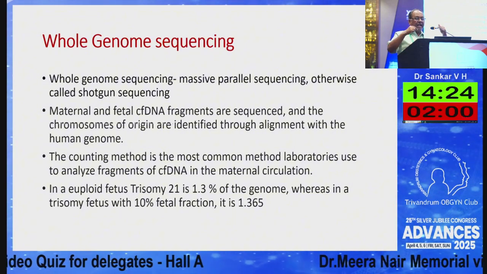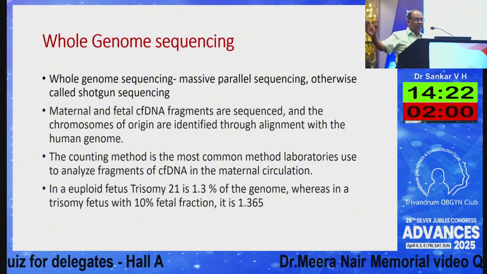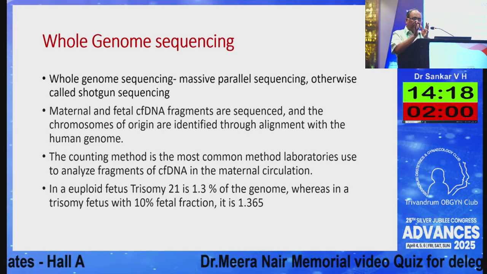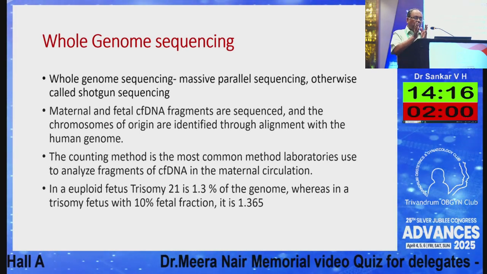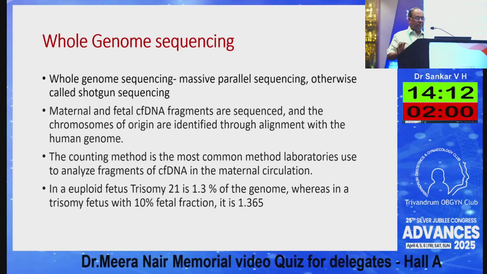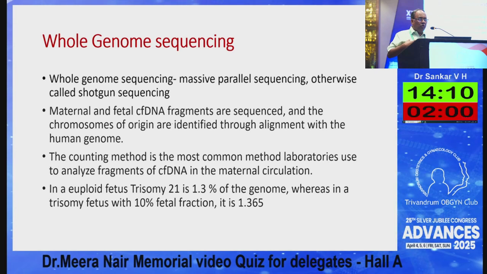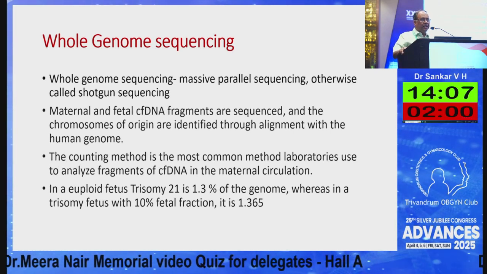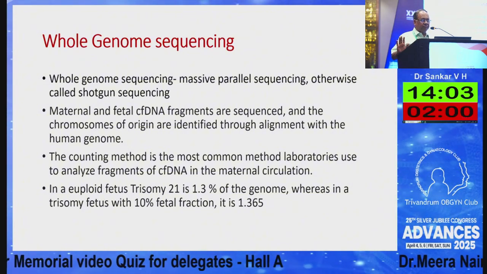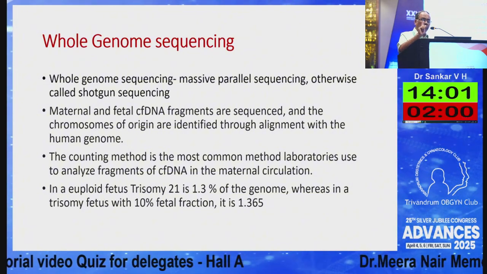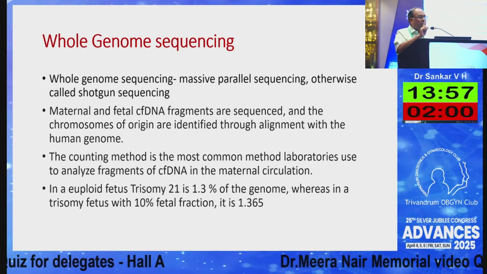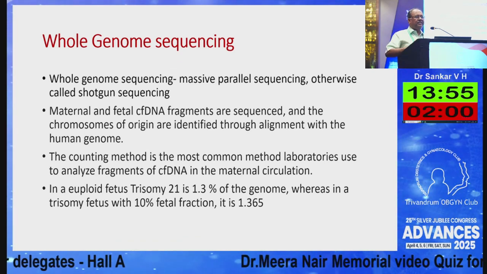Just like that, it will align entire sequences, and finally it will say how much percentage of trisomy 21 sequences there are in the pool of cell-free fetal DNA. Generally we know our total human genome contains 1.3% of trisomy 21 sequences. So if the mother is euploid and the baby is euploid, it should be 1.3%. That is true because that is statistics.